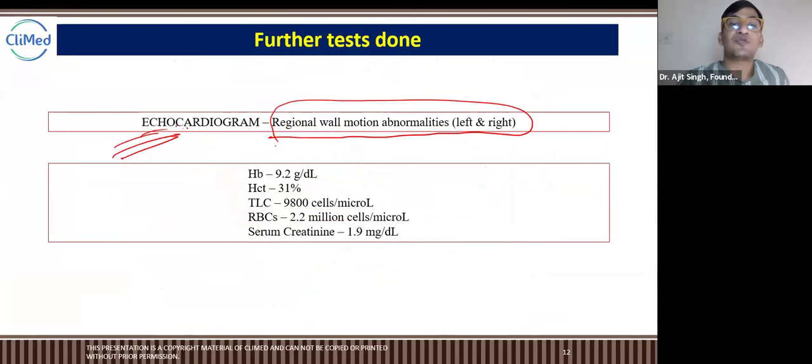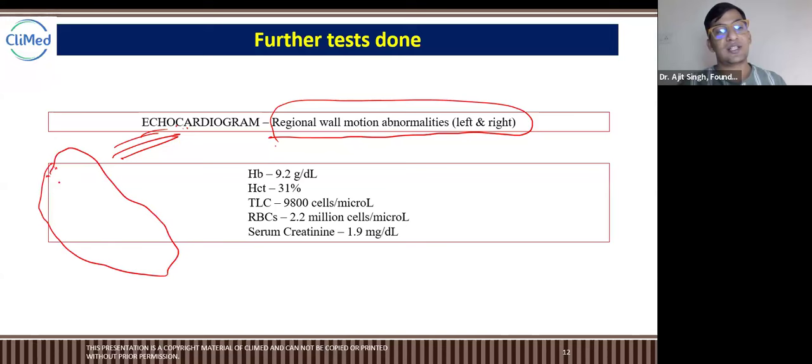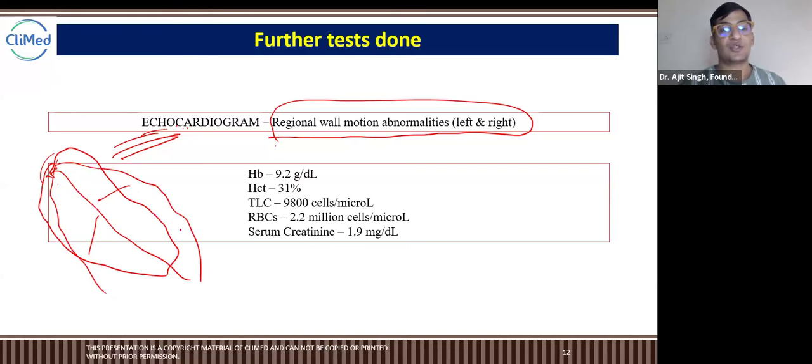Wall motion abnormalities is what? See, you have a heart, right? I showed you the heart. It has four parts, and this artery is going to the right side, and this artery is going to the left side, bringing blood to each. Now there are some blocks, and blood supply is lesser to the right side and left side.